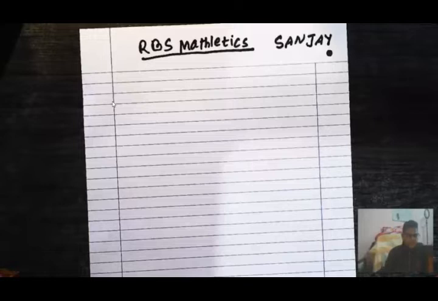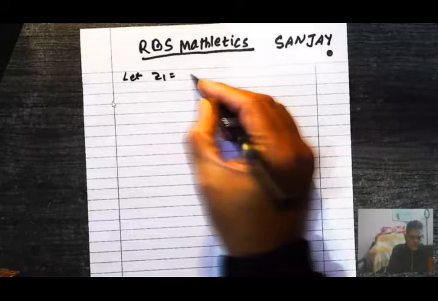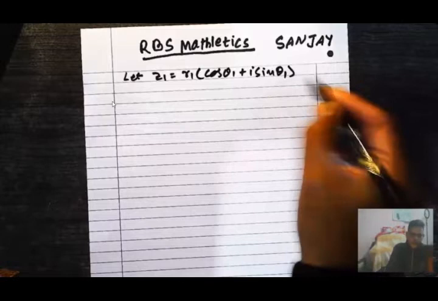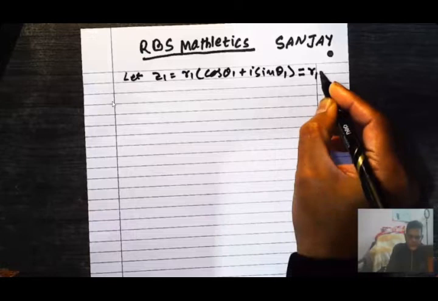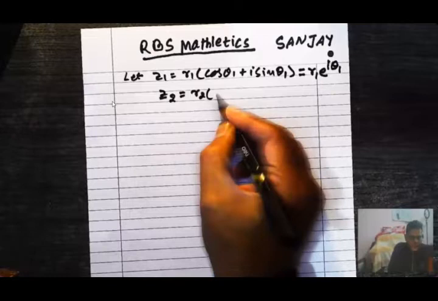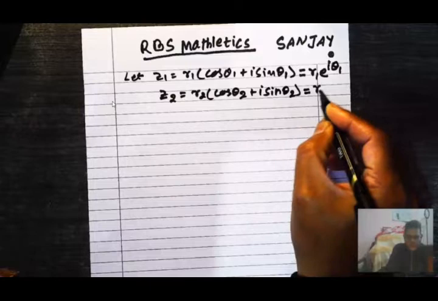For example, you are given g1 equals any complex number, r1 cos theta 1 plus i sine theta 1, and this you can also write as r1 e to the power i theta 1 in Euler's form. Similarly, you can write g2 equals r2 cos theta 2 plus i sine theta 2, and in Euler's form you can write this as r2 e to the power i theta 2.